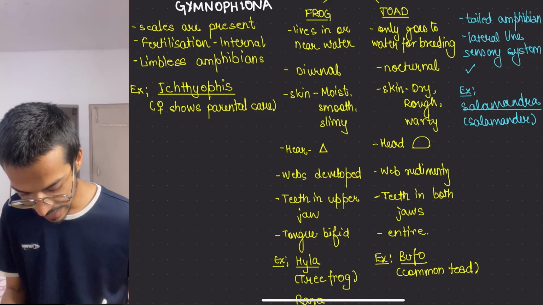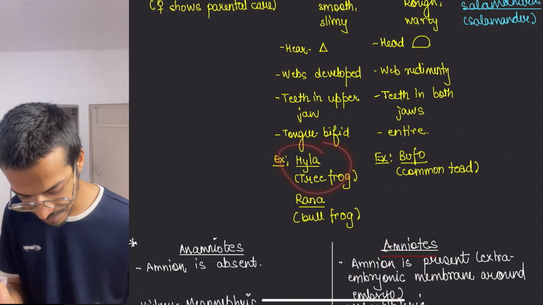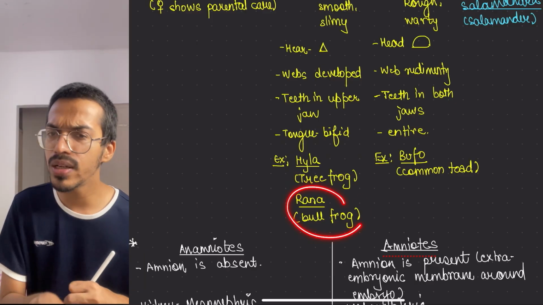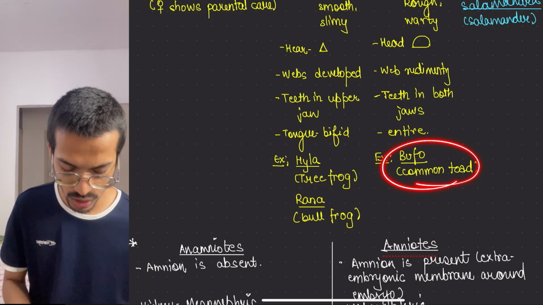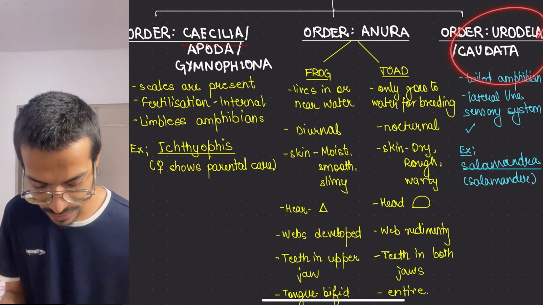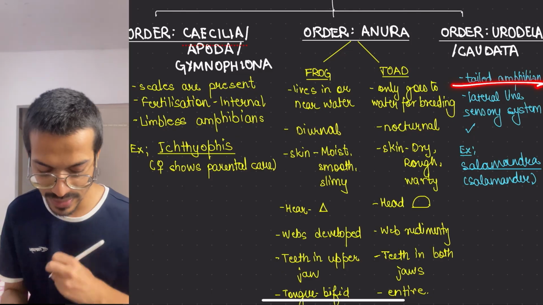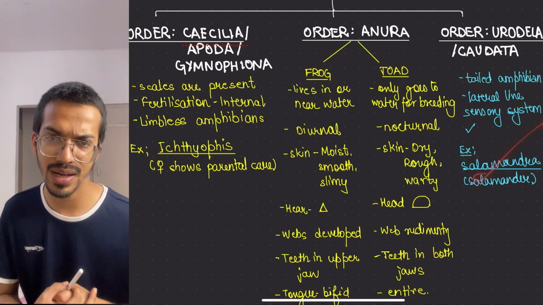Okay, then what example is given. Hyla. Hyla is what? Tree frog. Rana is what? Common bullfrog, Indian bullfrog. Then Bufo is what? Common toad. Then comes the Urodela, which is what? Tailed amphibians. They have a lateral line sensory system present, like Salamandra, or its common name is salamander.